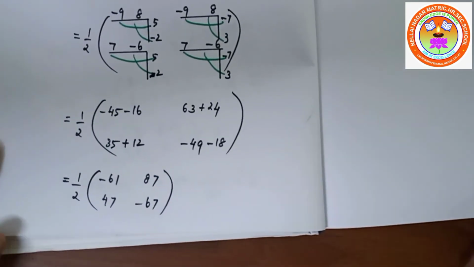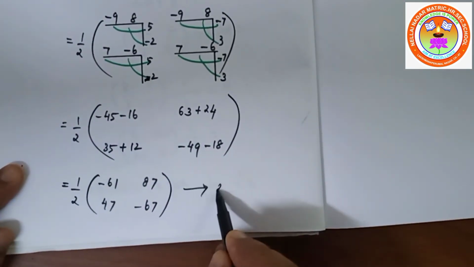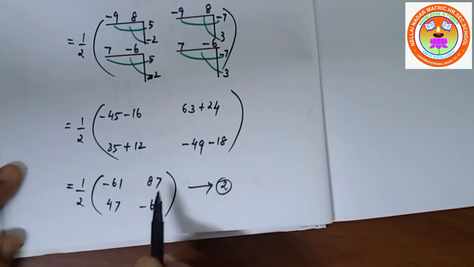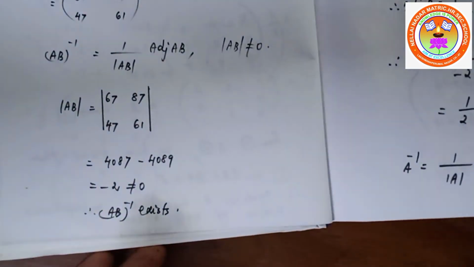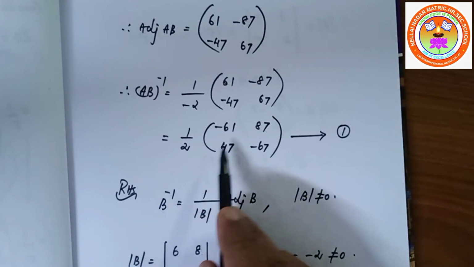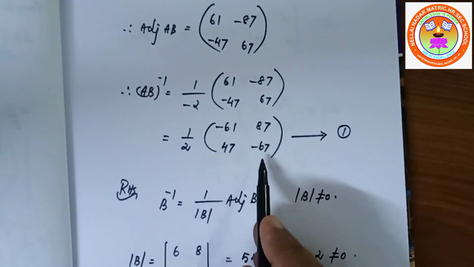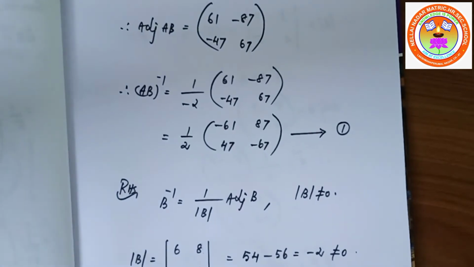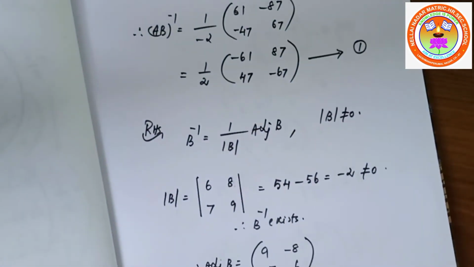So let it be equation number 2. Now we have to verify that LHS and RHS are equal. Look at that, 1 by 2 of minus 61, 87, 47, and minus 67. Even that equation number 1, here it is, that is the LHS result. Same, 1 by 2 of minus 61, 87, 47, and minus 67. So finally you can write the result. It is verified that from 1 and 2, LHS and RHS are equal. You write the result over here.